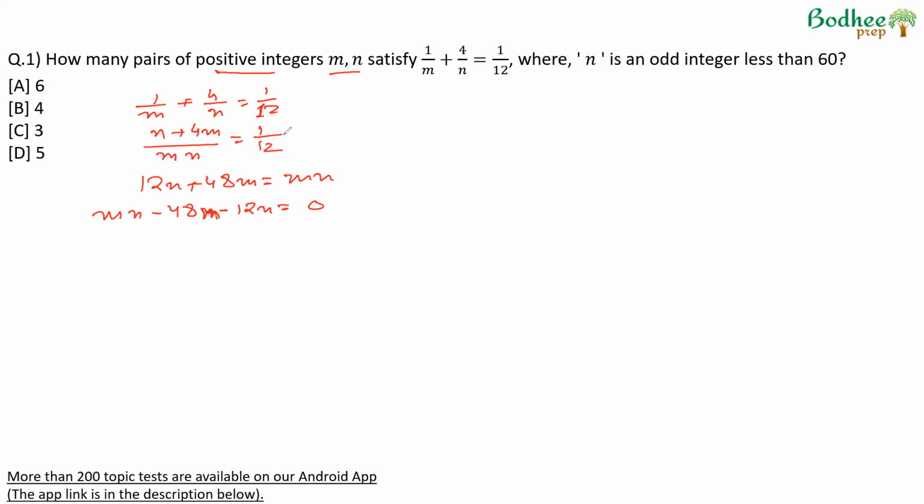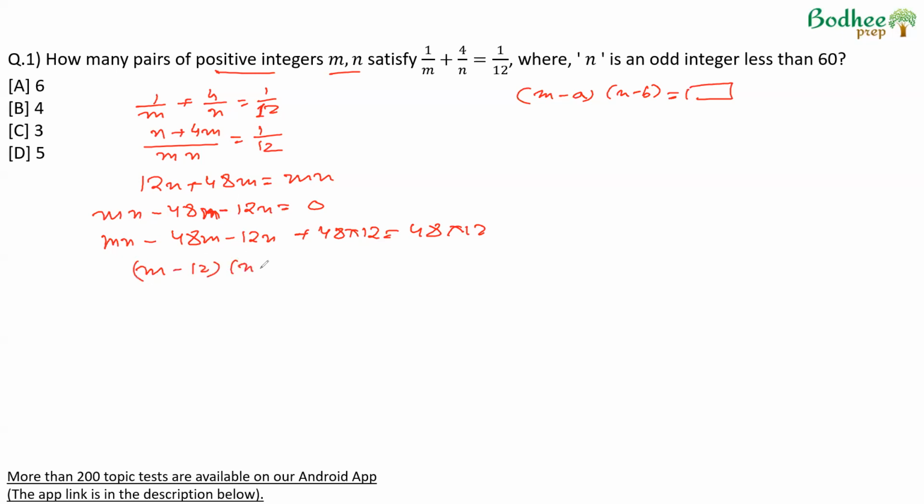Now, if you want to write this in terms of m minus a into n minus b, so that we get a constant on the right hand side and we are able to break it down into a product of two numbers, we add the product of these two coefficients, that is 48 into 12, on the left hand side and 48 into 12 on the right hand side. This can be written as m minus 12 into n minus 48, and on the right hand side, we have 48 into 12. 48 into 12 can be factorized as 16 into 3 into 4 into 3. 16 is 2 raised to power 4, 4 is 2 squared. So 2 raised to power 6 into 3 squared.